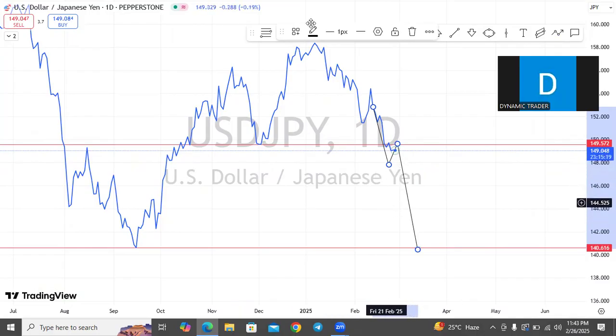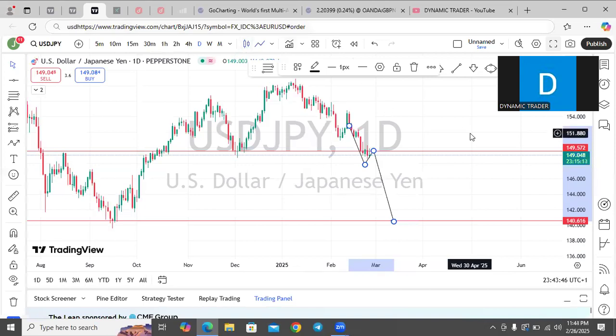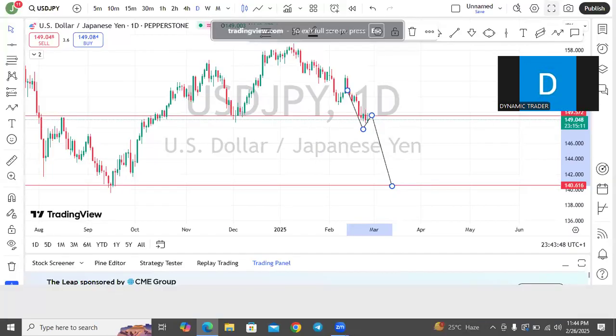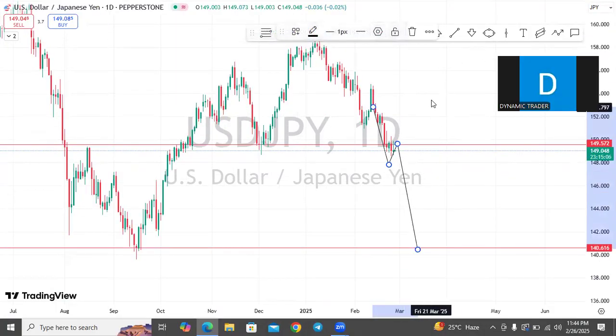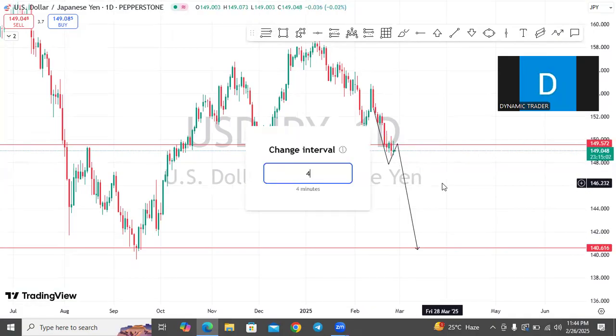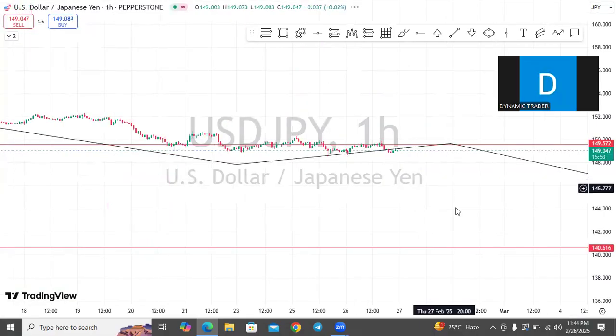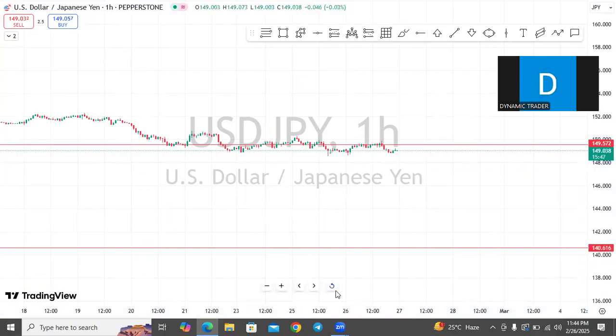Now let me bring it back to candle and see the magic that I just did there. So this is clearly it. This is on the daily, right? Now let's go to the 4 hours. Should we go to the 4 hours or okay, let me go to the 1 hour. Now let me delete this first. Reset the chart.